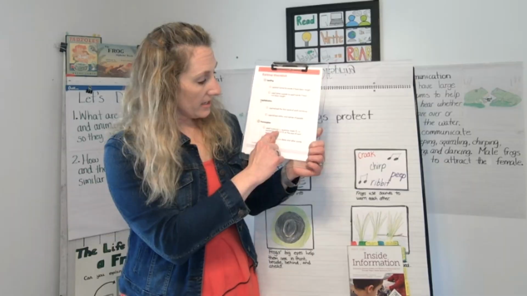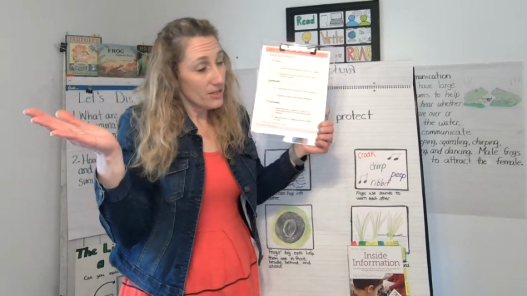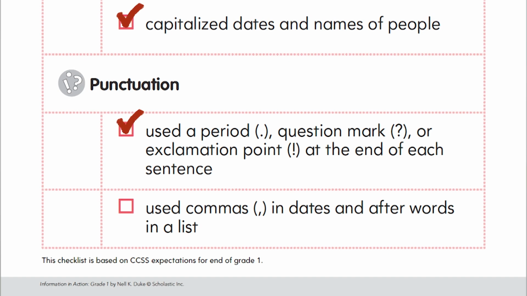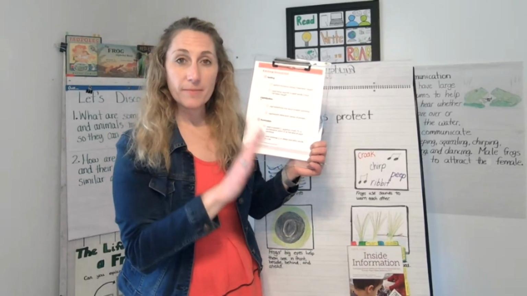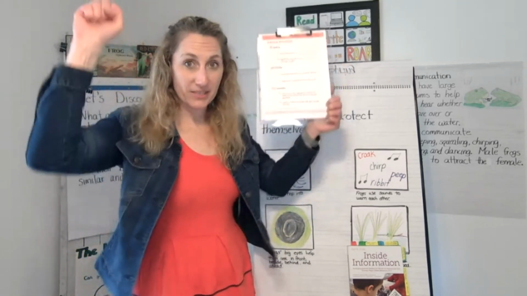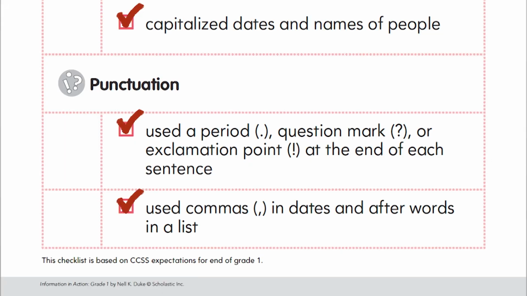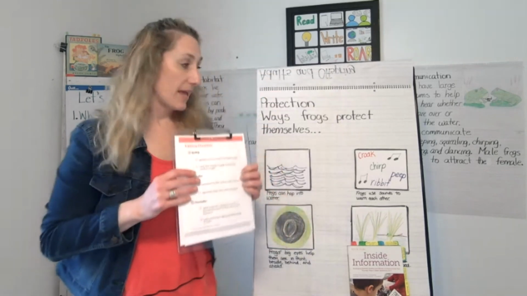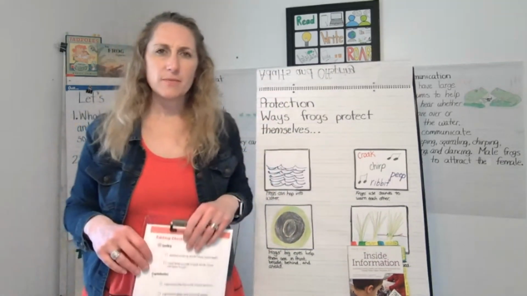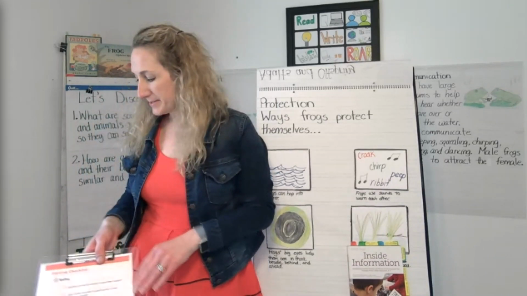Use a period, which is like stop, a question mark, I don't know, or exclamation point, I really mean it, at the end of each sentence. So you find the one that makes the most sense. A period, a question mark, or an exclamation point. And the other thing you're starting to do in first grade, use commas in dates and after words in a list. So as I'm reading my work today and doing some of my editing, those are things that I'm looking for. Also going to make sure that it makes sense.